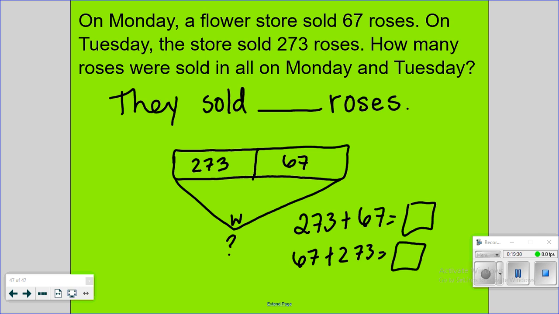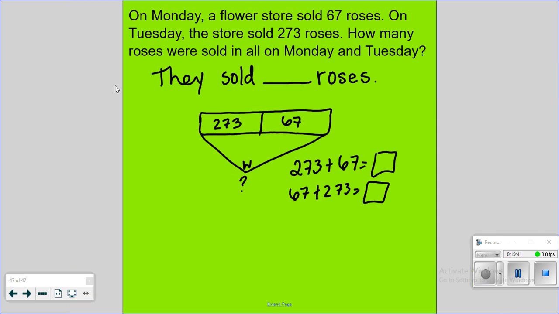Which strategy would you like to use to solve this? So far we've learned number line and friendly number. What are we thinking? Elena, you want to do a number line? All right, we're all doing a number line. Even if you wanted to do something else, it's alright. Go ahead and do our number line.